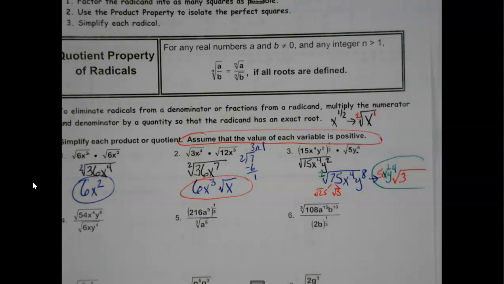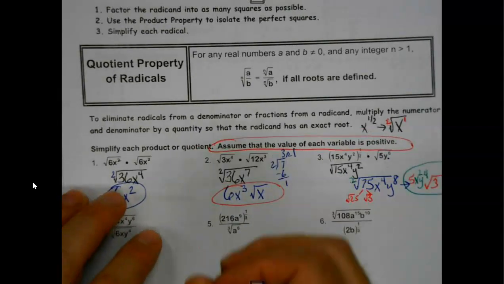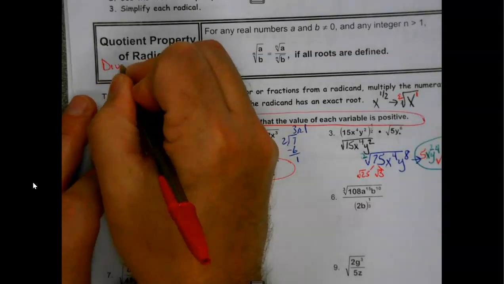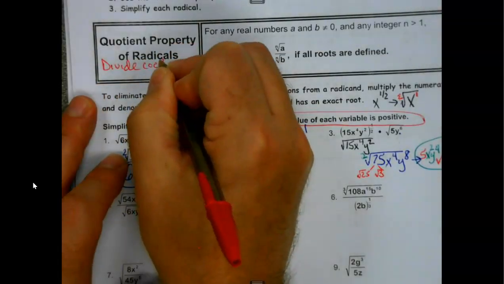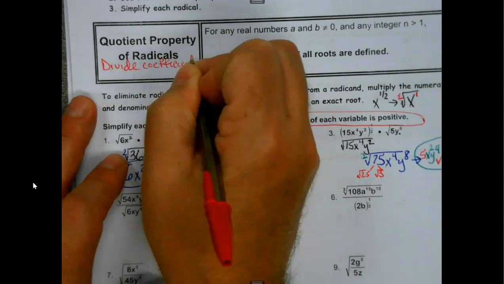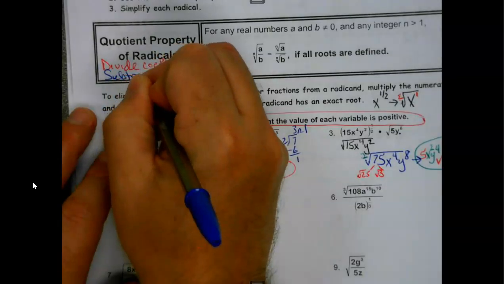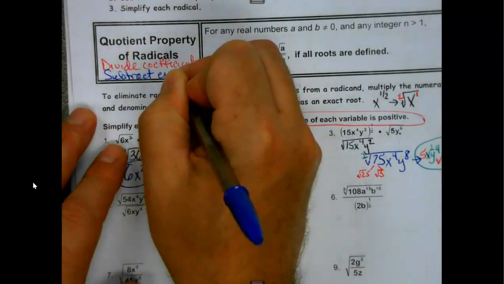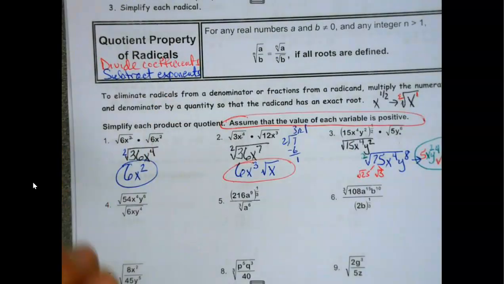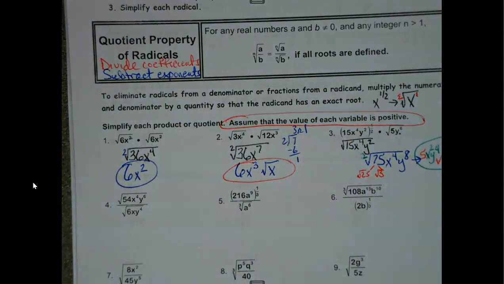So here, bless you. So here, when we get to the quotient property, we're going to divide the coefficients and we're going to subtract the exponents until we get it down to 1 radical. Then we'll do it the same way we did with the multiply. We're basically just using exponent rules. We're just using them in a radical. The exponent rules are going to be coming back again here too.